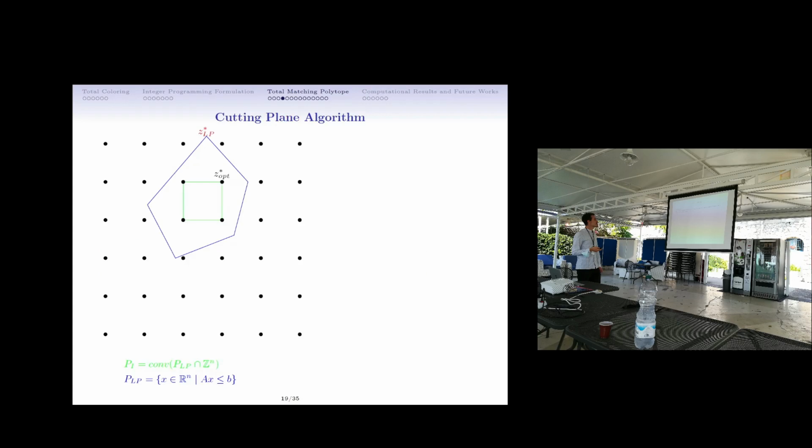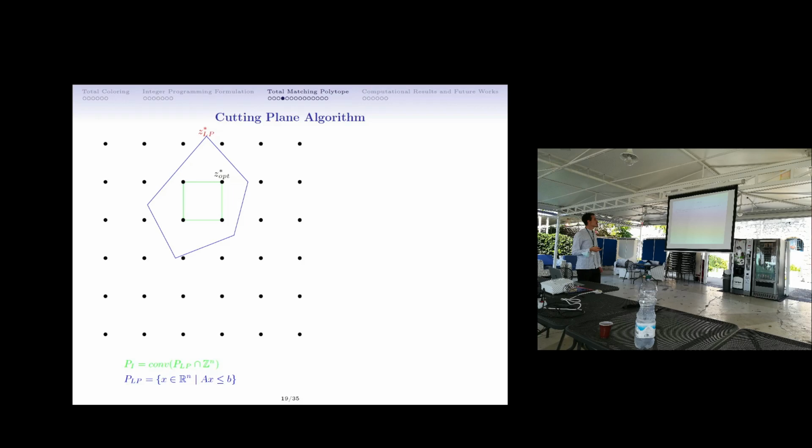Since we do not have a full list of facets for the total matching polytope, and the number of constraints can be very large, in this setting we want to apply a cutting plane method to solve the maximum weighted total matching.